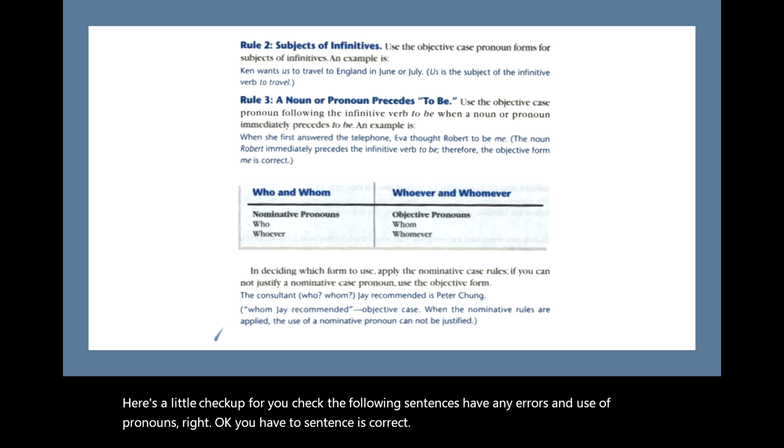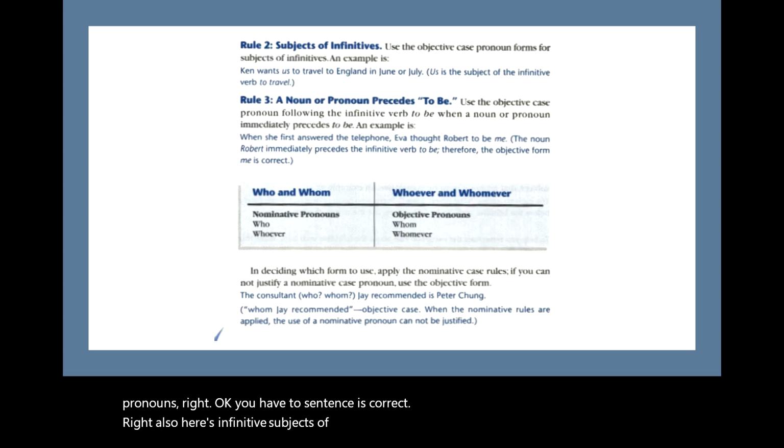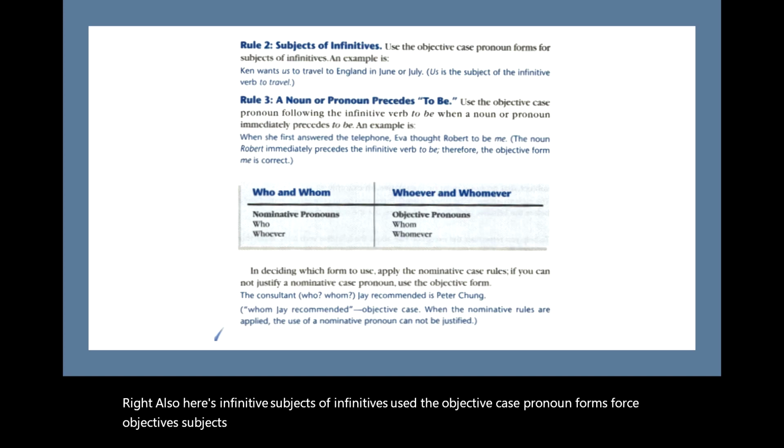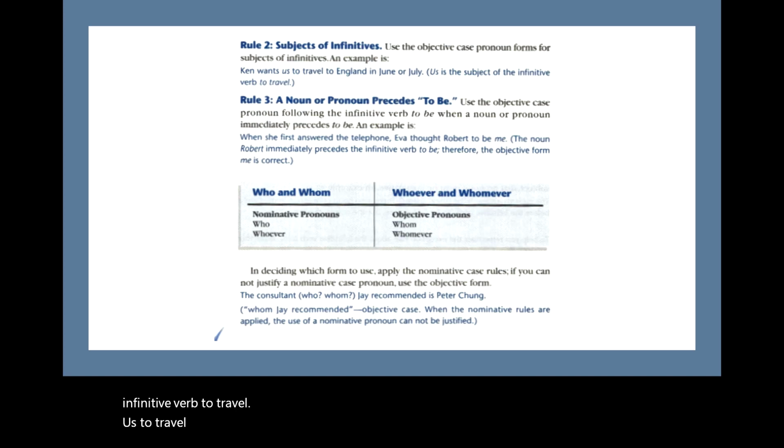Also, here's infinitives, subjects of infinitives. Use the objective case pronoun forms for subjects of infinitives. Ken wants us to travel to England. Us is the subject of the infinitive verb to travel. Us to travel, right? And a noun or pronoun precedes to be.